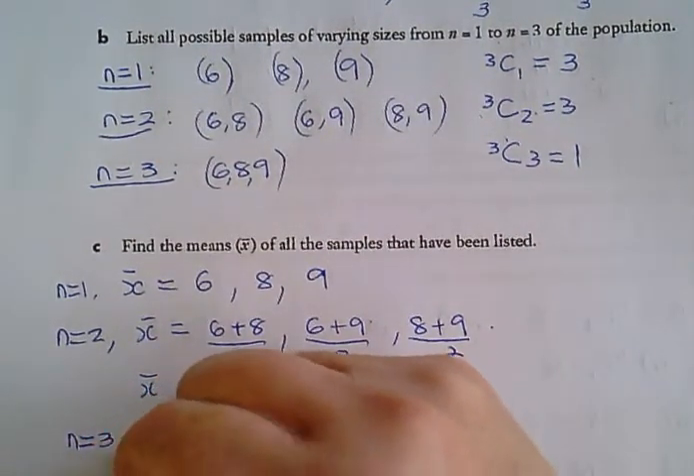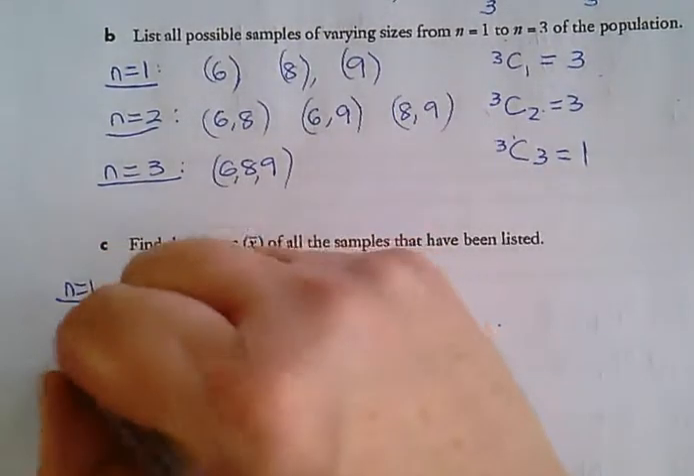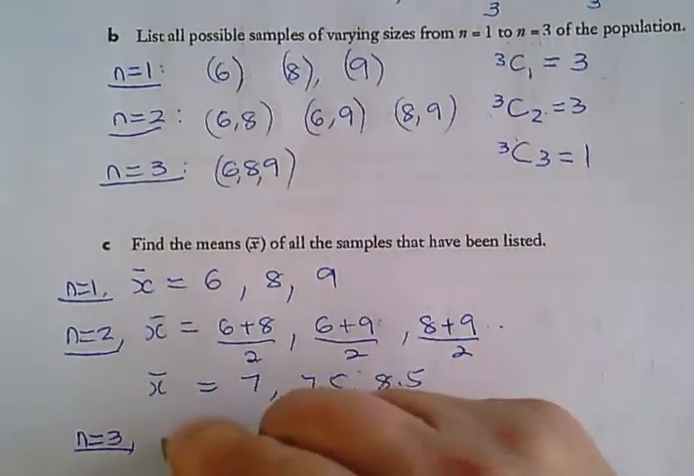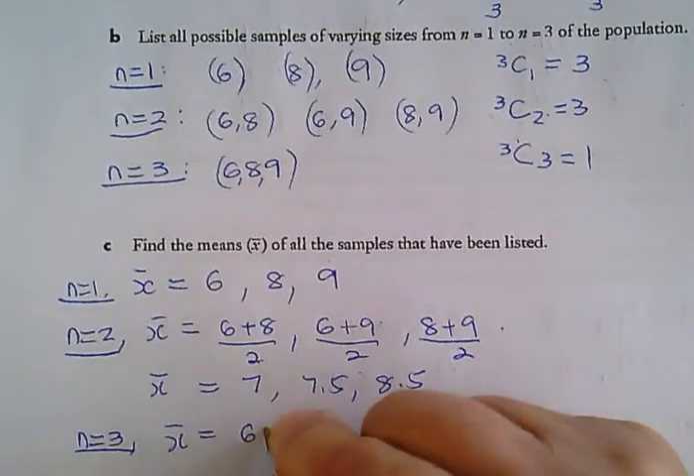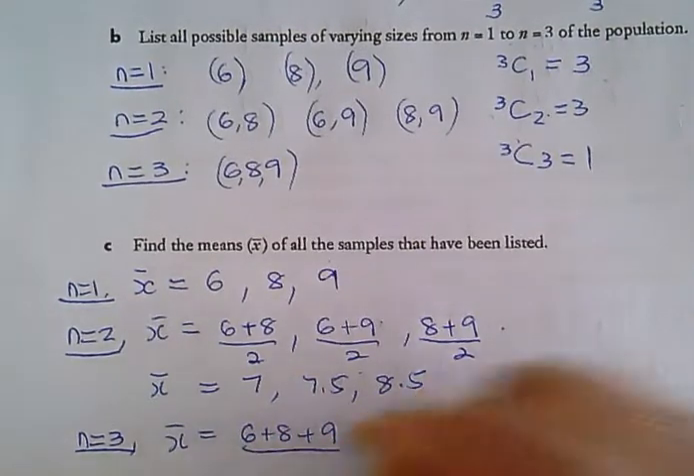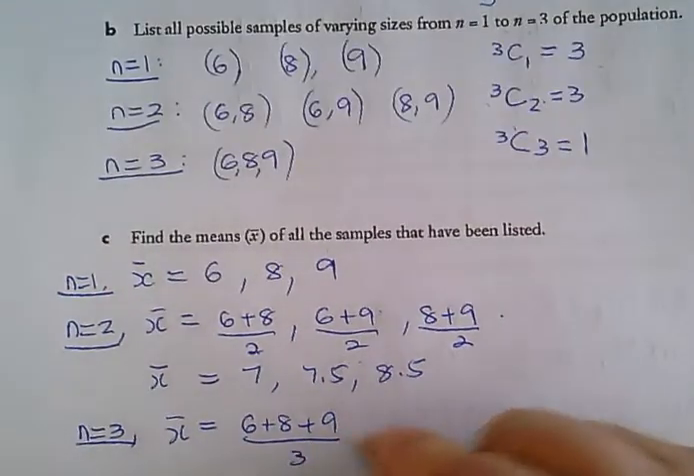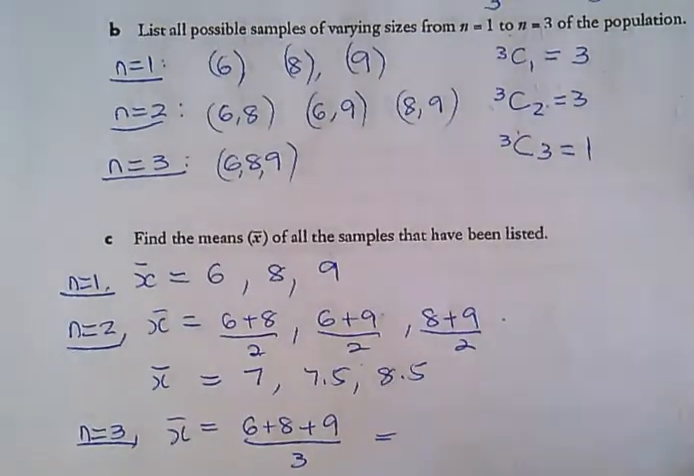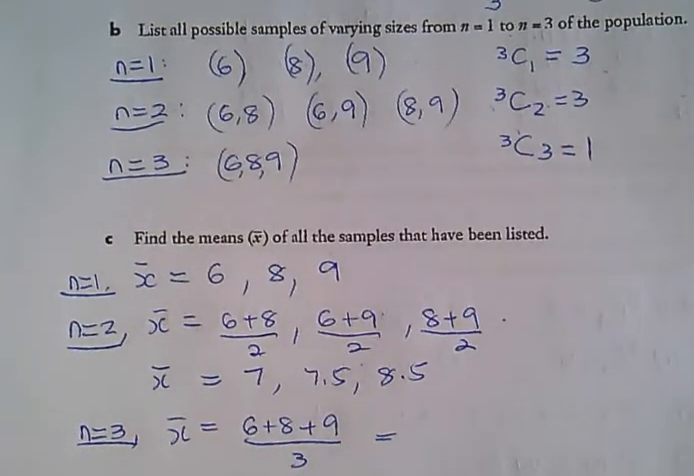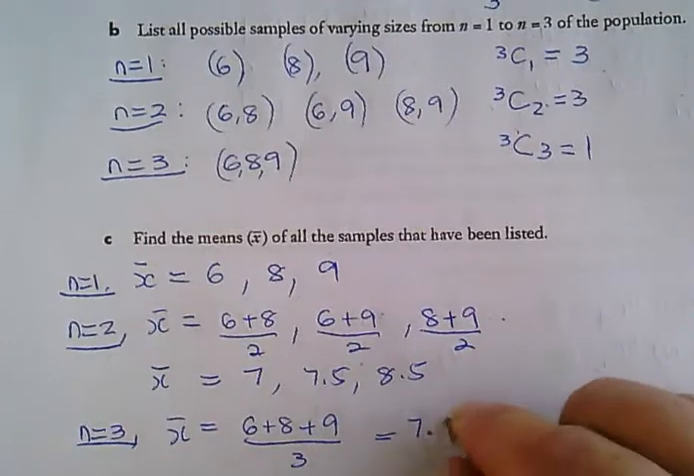And when n is 3, so the groups of 3, there's only one group. The average is 6 plus 8 plus 9 divided by 3, which is actually the same as the first calculation I did in part A, which is 7.6 recurring.